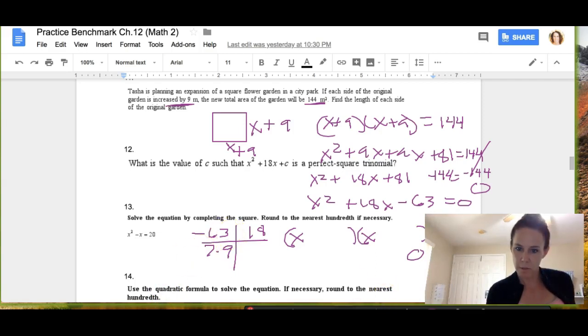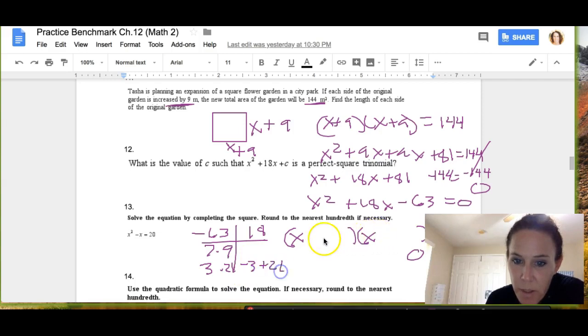63 is divisible by 3. So let's see, 63 is going to be 3 times 21. And that is going to give us 18 if one were negative and one were positive, and that's what we need for negative 63 to happen. All right, one's going to be negative, one's going to be positive. If we want positive 18, we want negative 3 plus 21. And that's what we'll do, negative 3 plus 21.